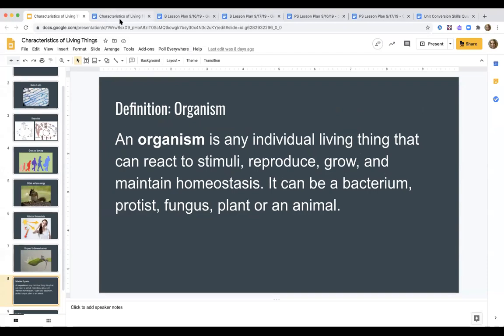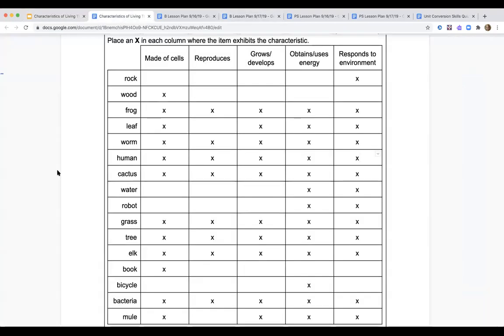I wanted to go quickly through this that we did. So we've got our 5 columns here: made of cells, reproduces, grows and develops, obtains and uses energy, and responds to the environment. There were a lot of differences in what people marked here, and I thought we'd go through it.